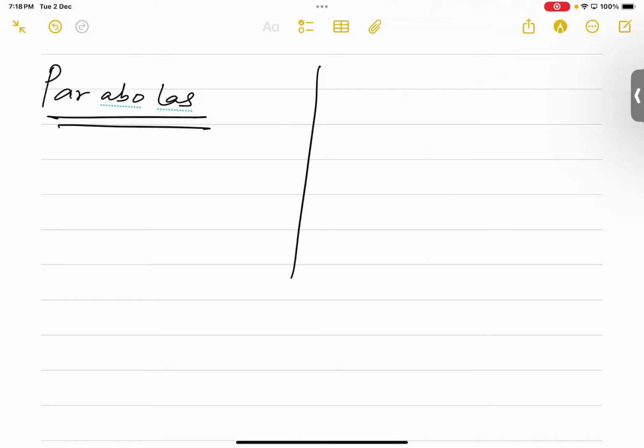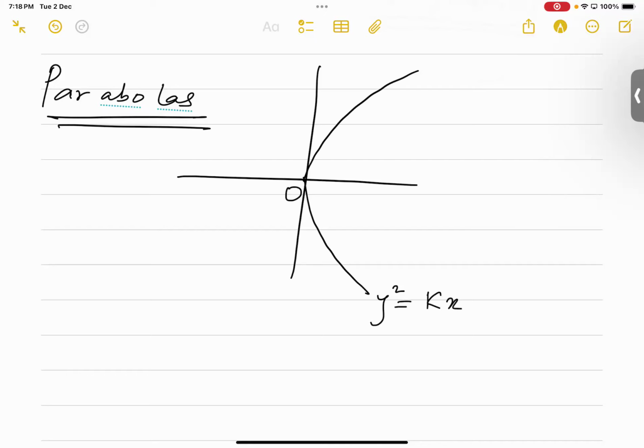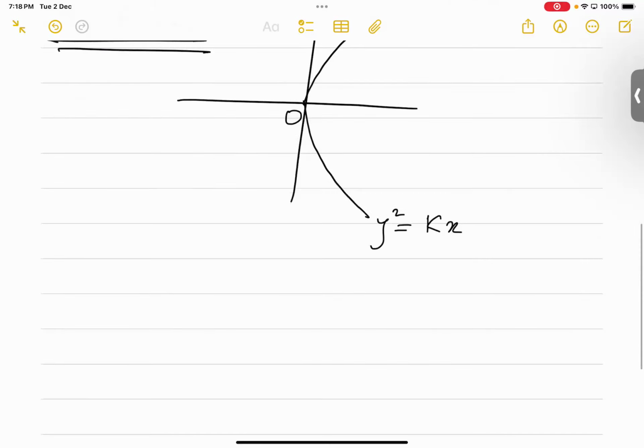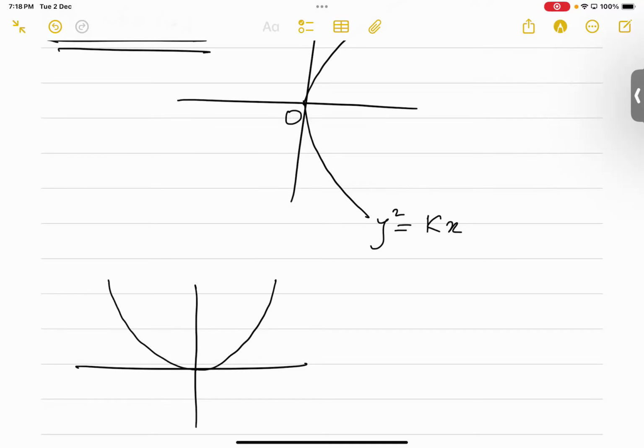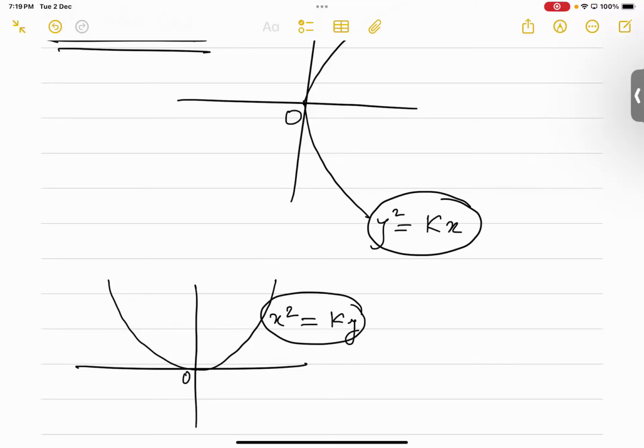Okay, so this is the first parabola. This is the origin. Y square is equal to kx. This is the first type of parabola. And the second parabola is this: X square is equal to ky, origin. And if you look at the equation of a parabola, any one variable from x and y has a square.